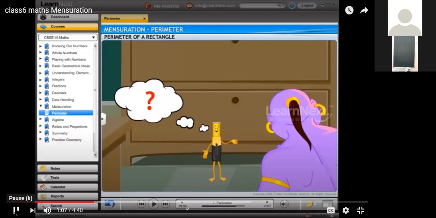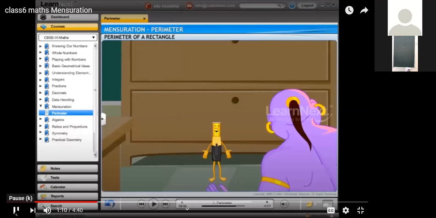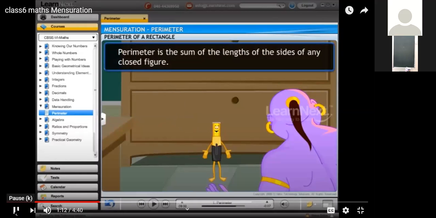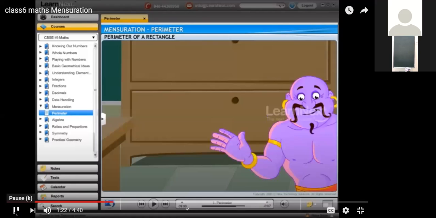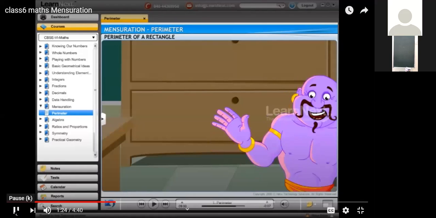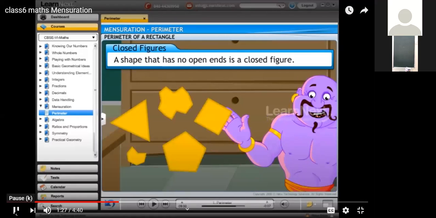Well, perimeter is the length of the boundary. If you add up the lengths of the sides of any closed figure, you get the perimeter. What's a closed figure? Lots of questions I can see. A shape that has no open ends is a closed figure. Jeannie, can you give me examples?